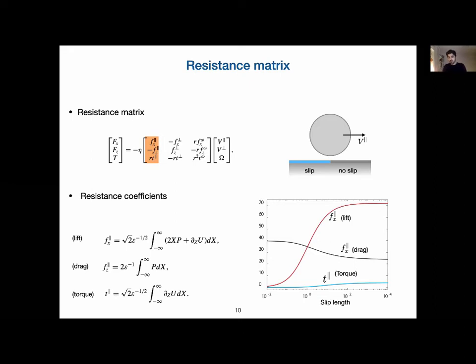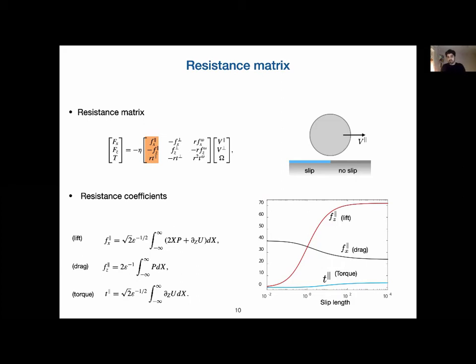We see that when the slip length goes to 0, there's only one non-zero resistance coefficient, and that is the drag term. So for 0 slip length, or 0 transition, let's say, from slip to no slip, basically just a perfectly homogeneous wall, we obtain only the drag, which is also what Reynolds obtained. Now, however, if you have a transition and the slip length of this transition increases, you gradually see a lift coefficient emerge and also a torque.